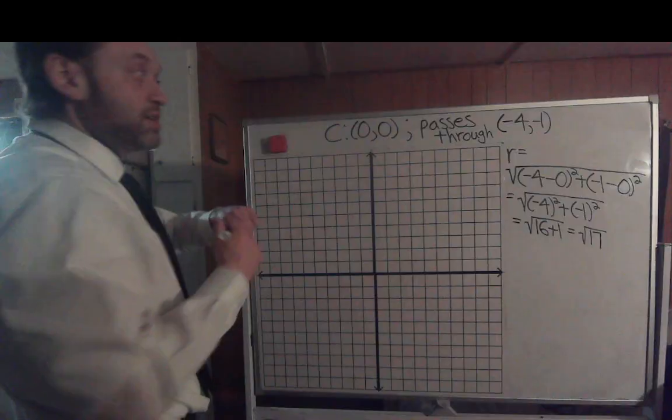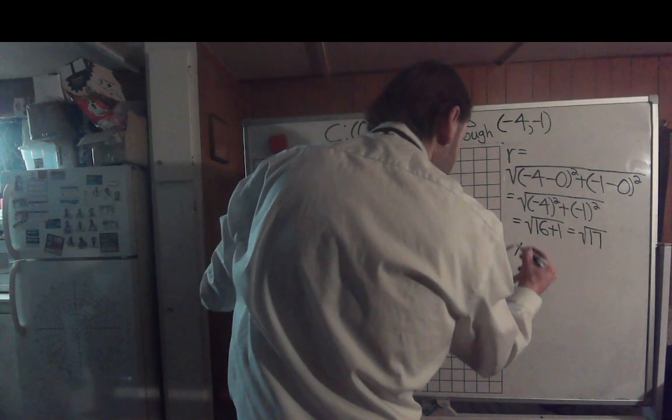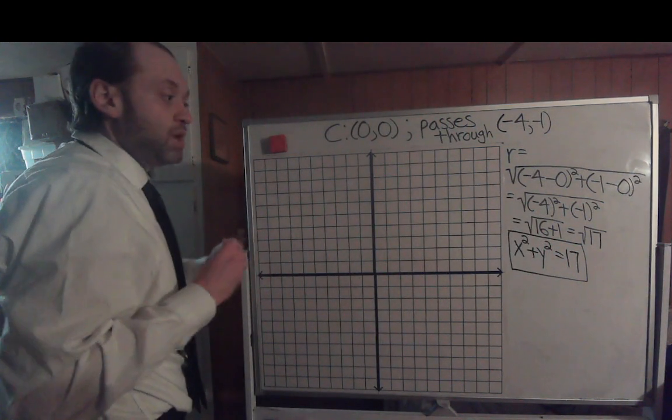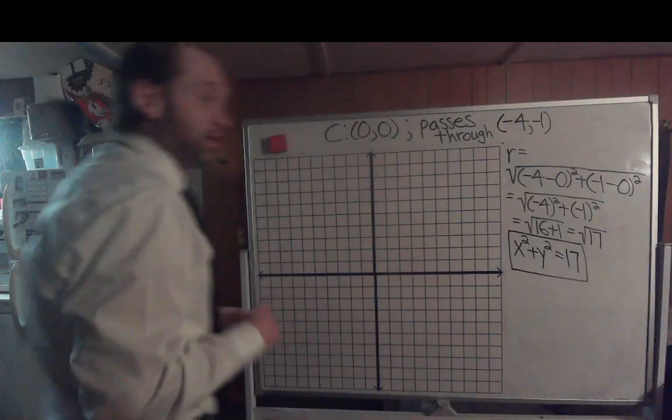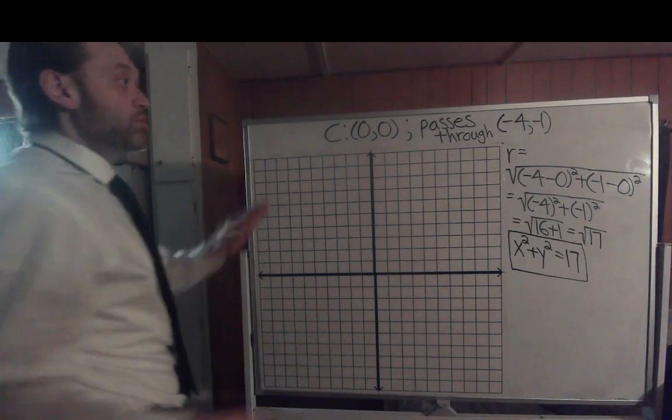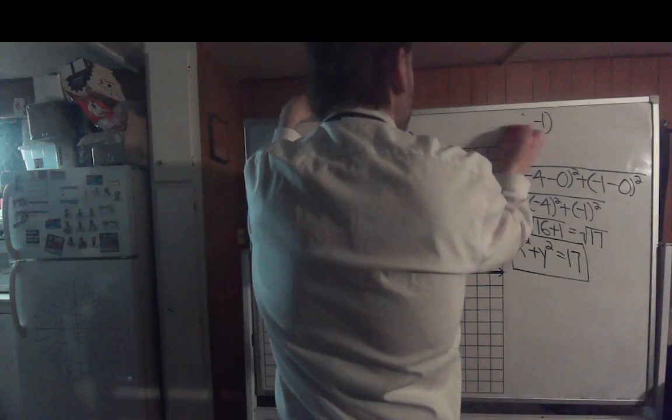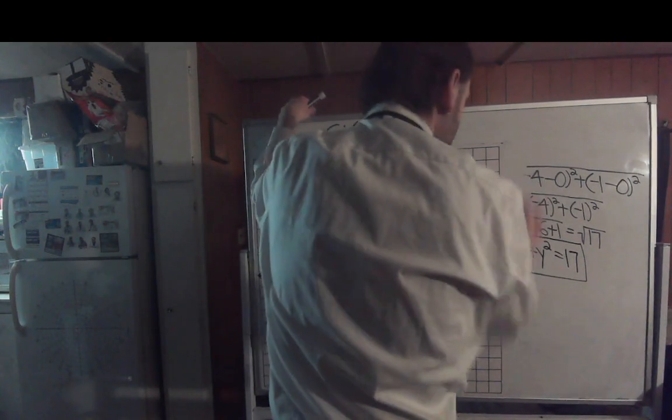We know the center is 0, 0, so that'll be x squared plus y squared equals your radius of the square root of 17 squared, which would just be 17. So you should get the equation x squared plus y squared equals 17. Alright, we're changing this yet again. Let's change this all over again here.